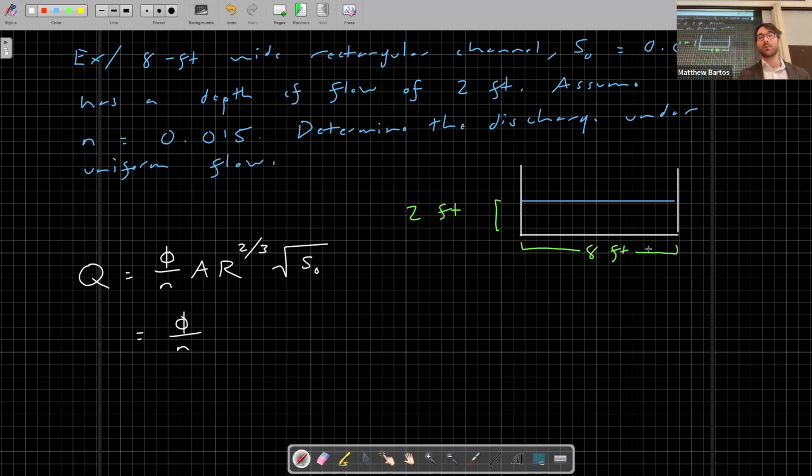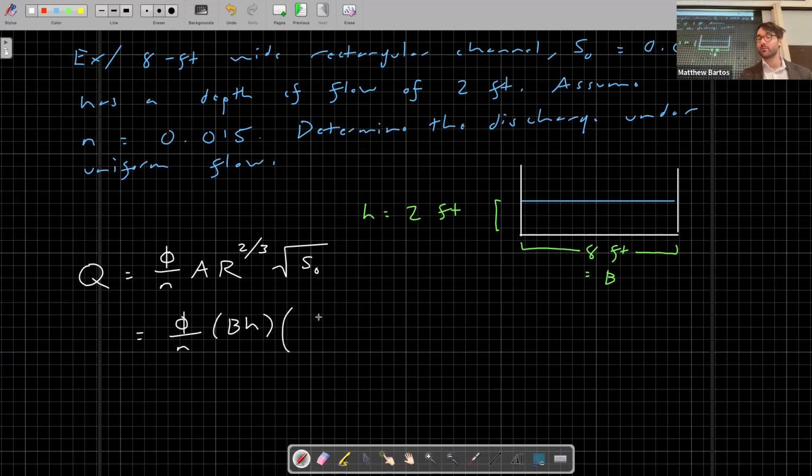Right, it'll be equal to the bottom width times the depth of water. So this will be B times H. So sorry, I should write this. This is 8 feet, which is equal to the bottom width B. H is equal to 2 feet. So we have that the cross-sectional area is equal to the bottom width times the depth.